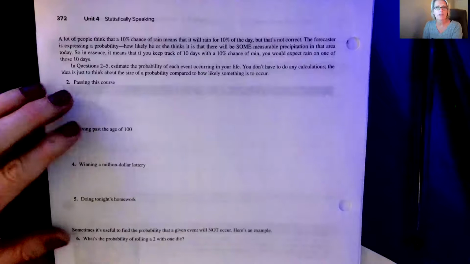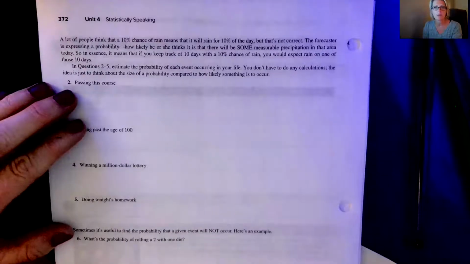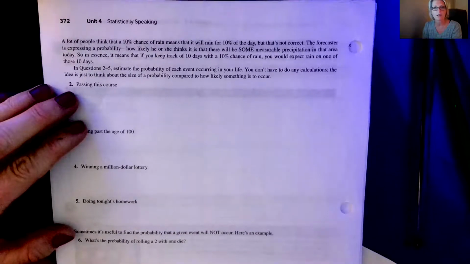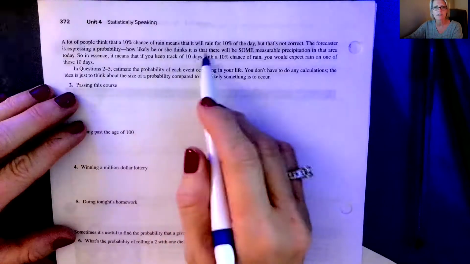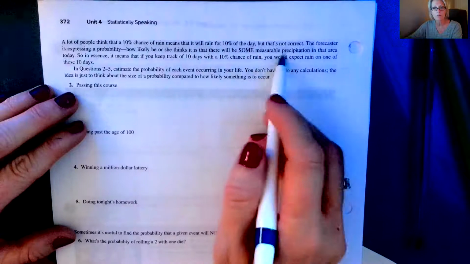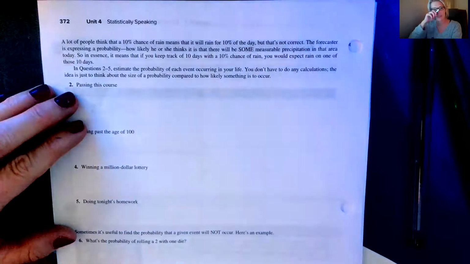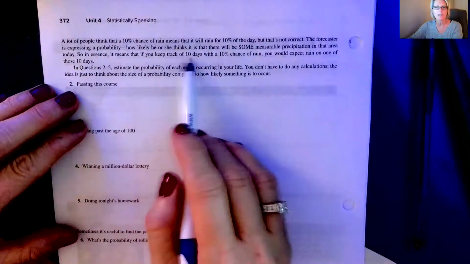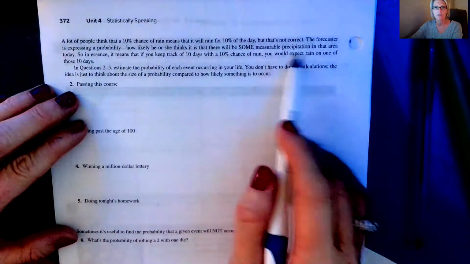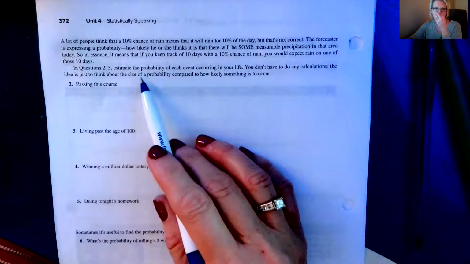A lot of people think that a 10% chance of rain means that it will rain for 10% of the day, but that's not correct. The forecaster is expressing a probability, how likely he or she thinks it is that there will be some measurable precipitation in that area today. So in a sense, it means that if you keep track of 10 days with a 10% chance of rain, you would expect rain on one of the 10 days.